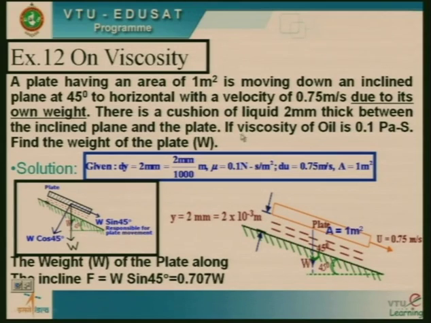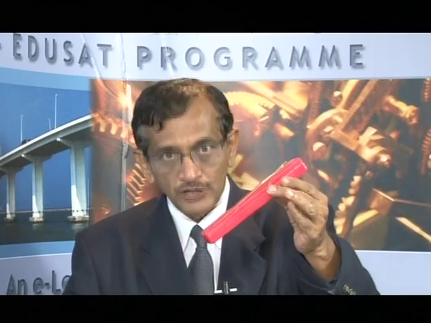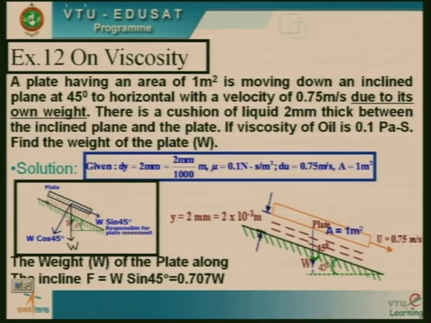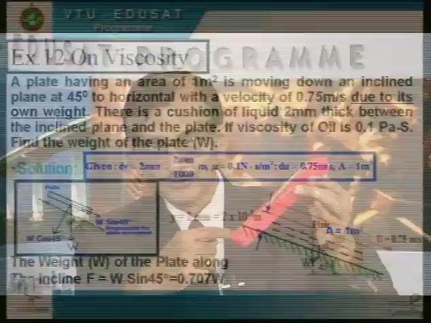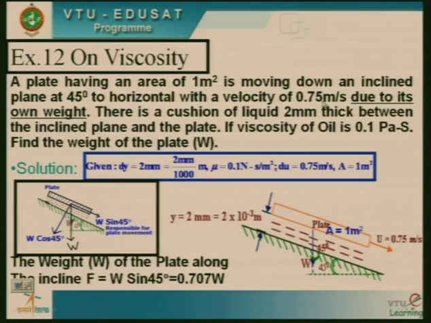He has given you the velocity. Let us continue the statement. With a velocity of 0.75 meters per second due to its own weight. That is a beautiful statement. He is saying that because of its own weight, it is moving on an inclined plane of 45 degree, having an area of 1 meter square on the top, and velocity is 0.75. There is a cushion of liquid 2 mm thick between the inclined plane and the plate. It means he is giving the gap.